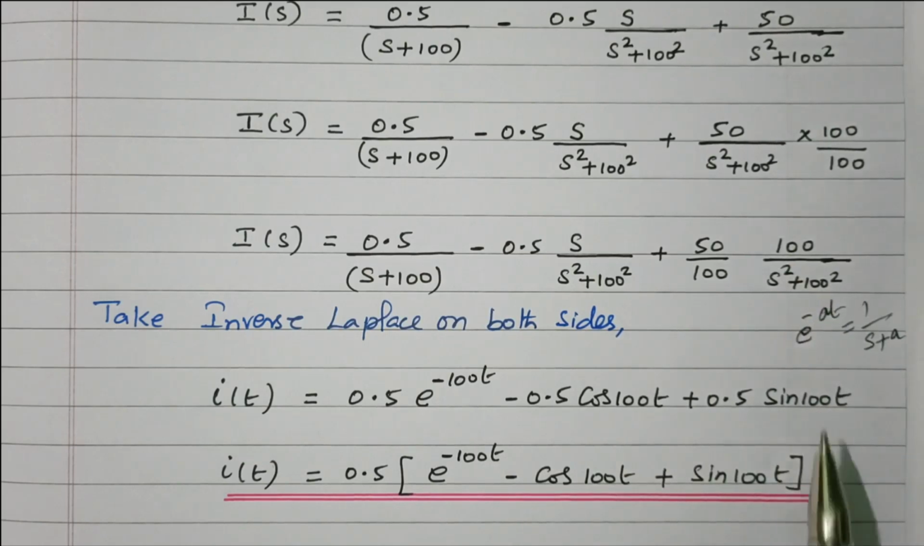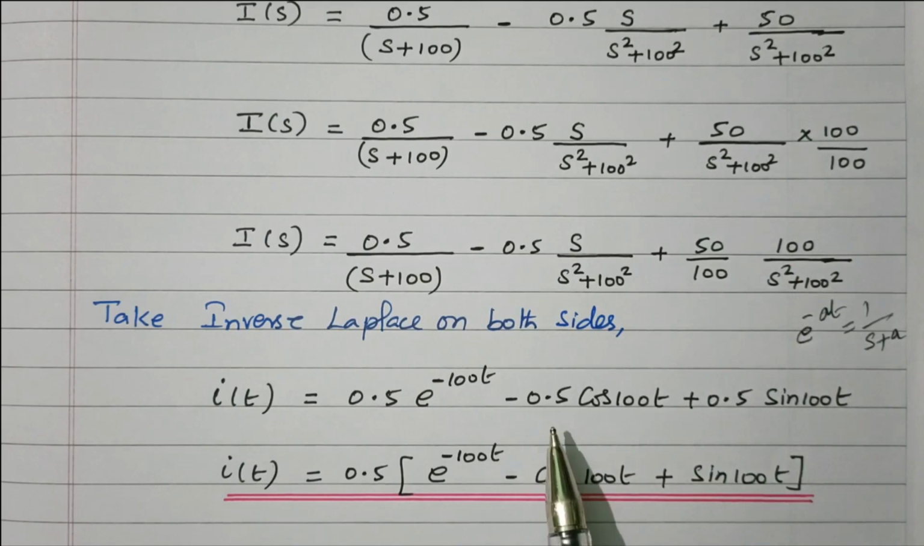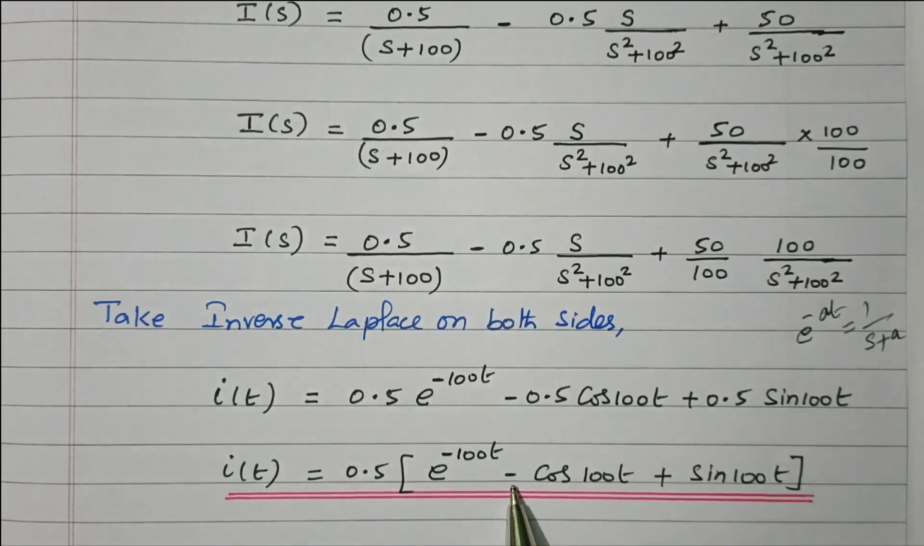Here omega is 100. Now this 0.5 is common and taken outside. 0.5 times e power minus 100t minus cos 100t plus sin 100t. So this is the expression for the current, the transient current. So in this video we discussed the solved problem based on the RL series circuit excited by a sinusoidal wave.